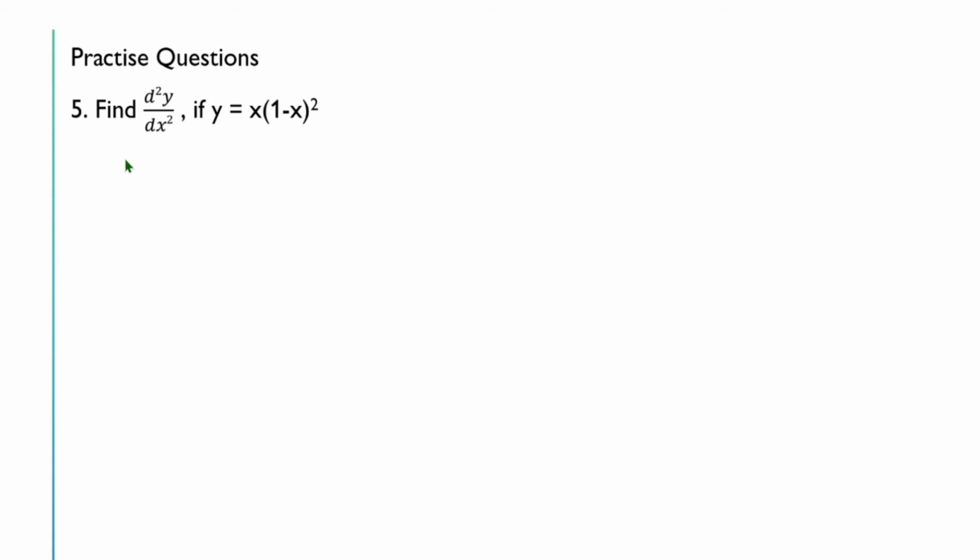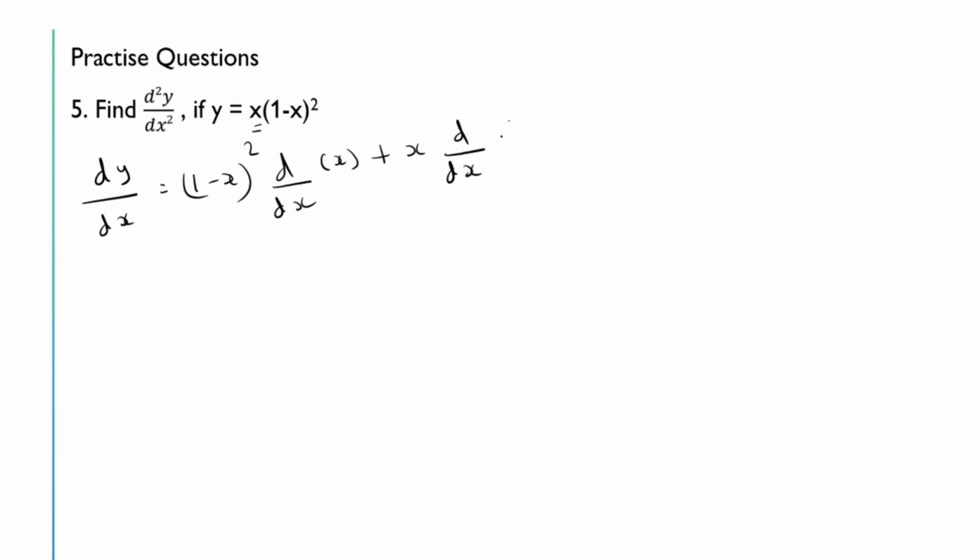Next one, find d square y by dx square if y is equal to x into 1 minus x the whole square. So again we have to use the product of two functions. So dy by dx is equal to, so 1 minus x the whole square we will keep as it is and then differentiate x, d by dx of x plus, now we will keep x as it is and differentiate 1 minus x the whole square.